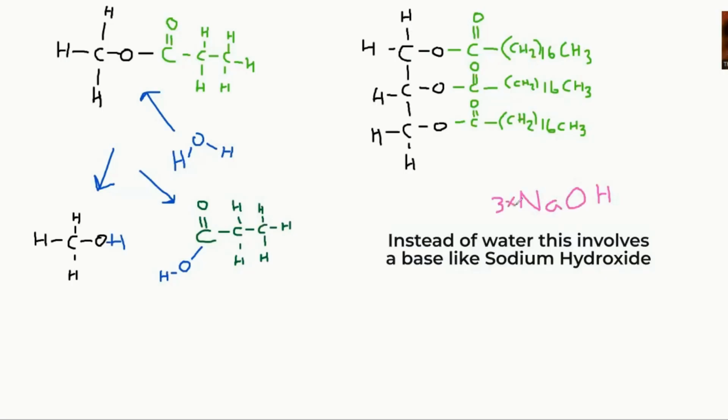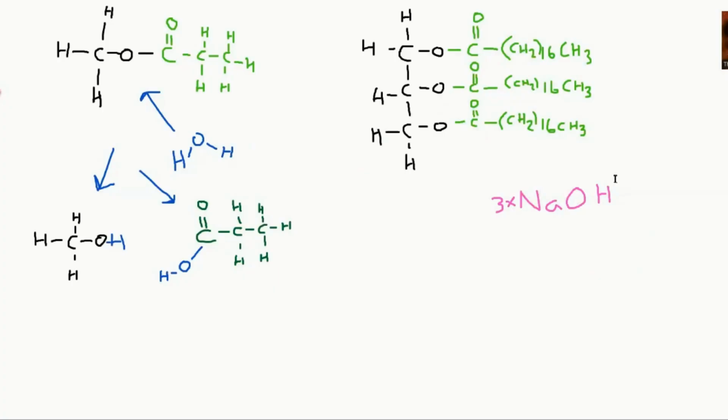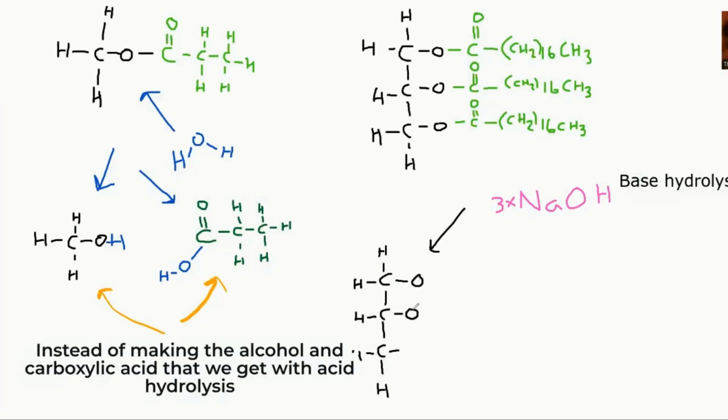And if we use sodium hydroxide, which is a base, we're going to need 3 of them because it's a triester, so we need to break 3 ester links. And this is called base hydrolysis. And essentially, we're going to split this into an alcohol. Now, this alcohol is going to be glycerol, otherwise known as propan-1,2,3-triol.